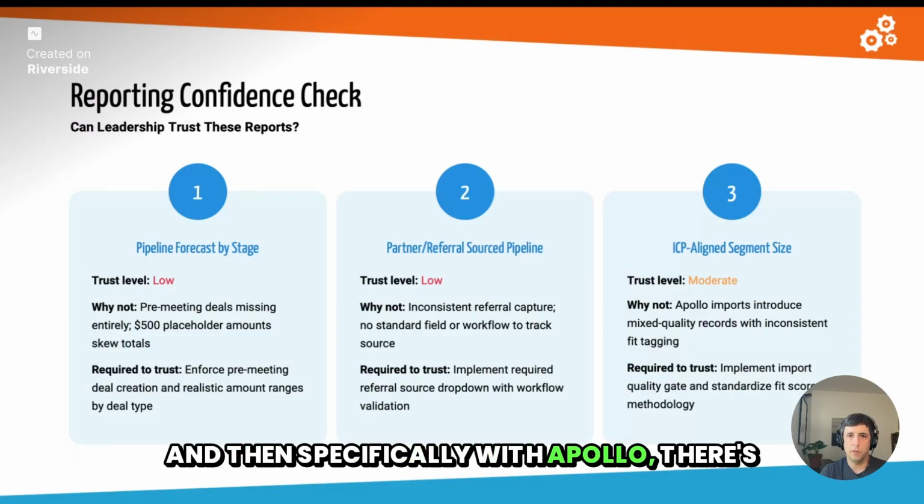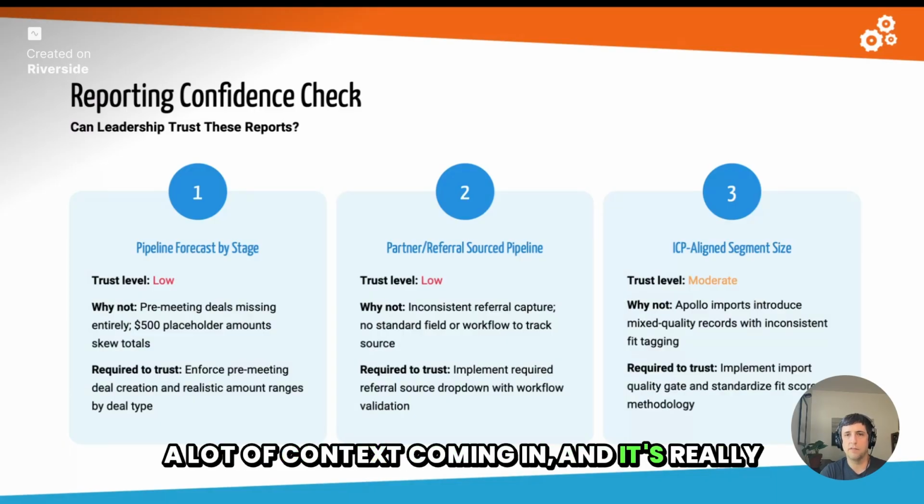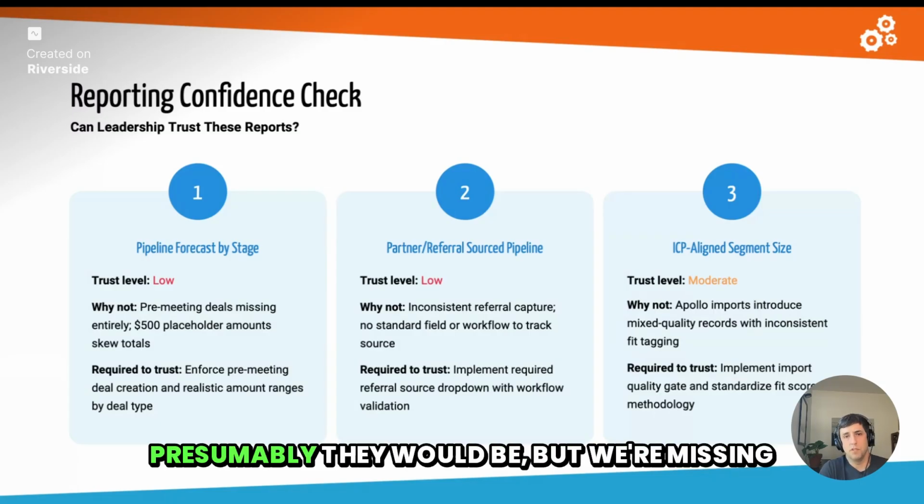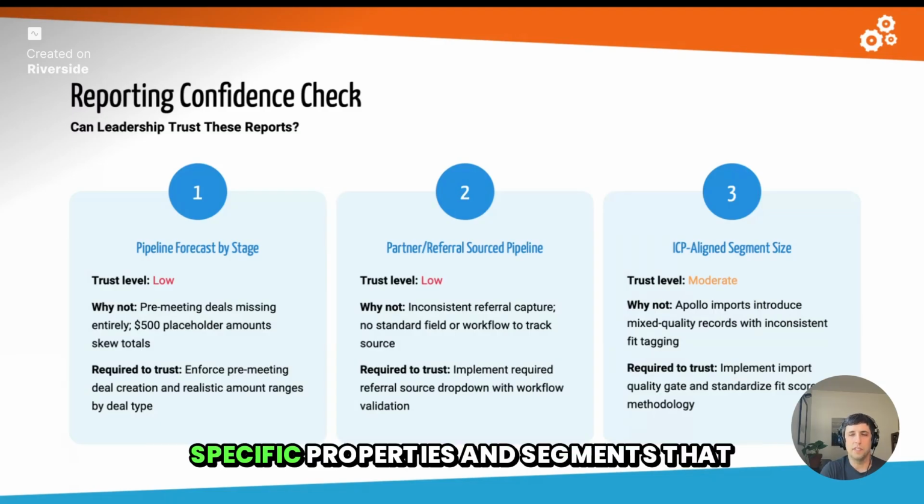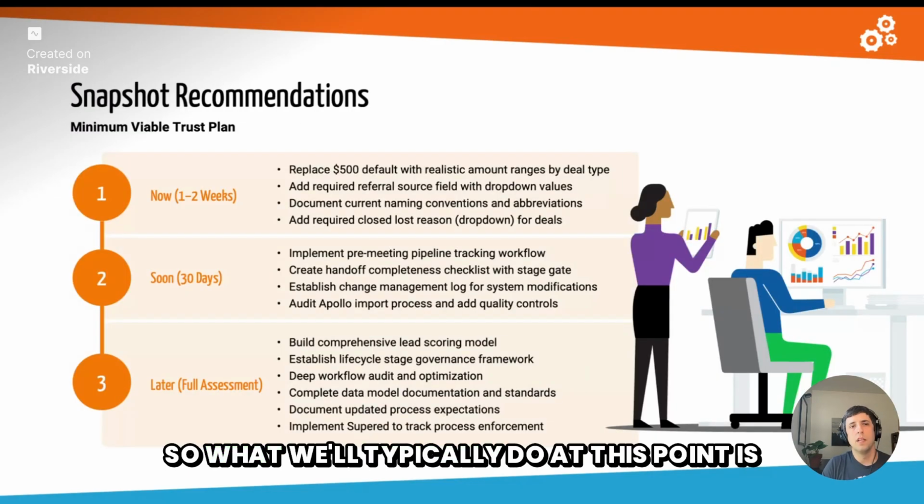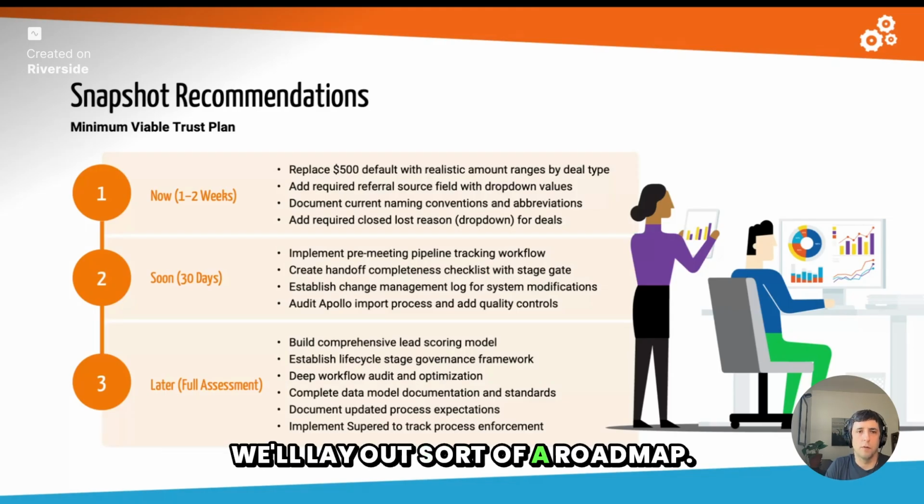And then specifically with Apollo, there's a lot of context coming in, and it's really not clear how well all those are aligned with our ICP. Maybe they are, maybe they're not. Presumably they would be, but we're missing specific properties and segments that really tell us where they fit in this case. So what we'll typically do at this point is we'll lay out sort of a roadmap.